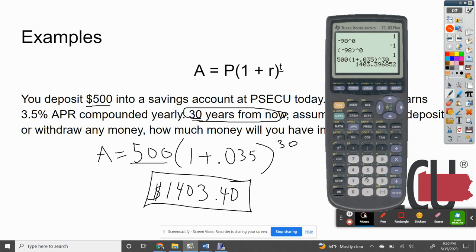All right, so that's the math. I don't think personally that's good. Probably want more than 3.5%.